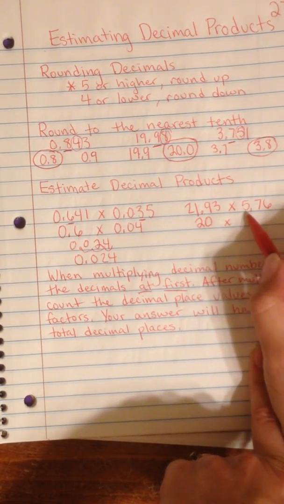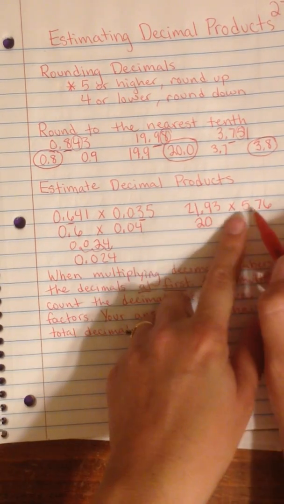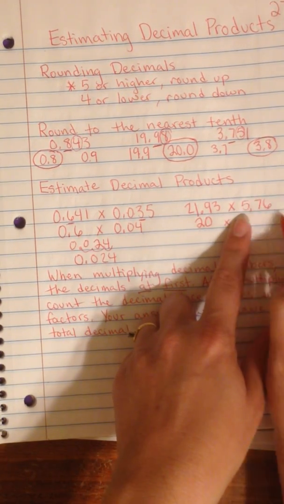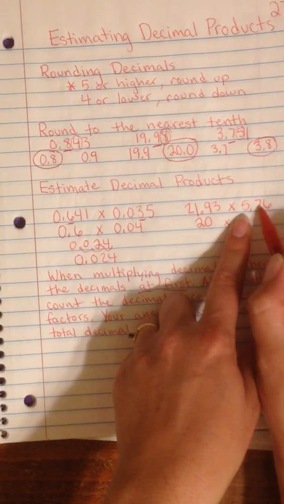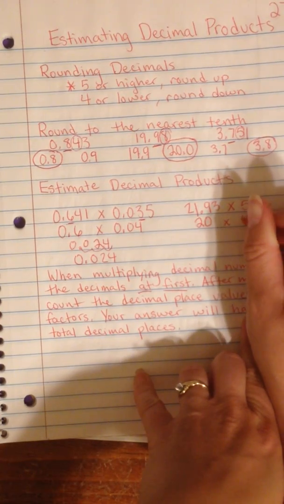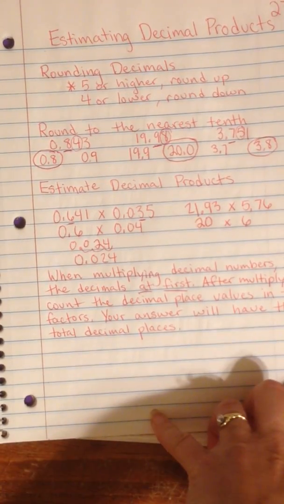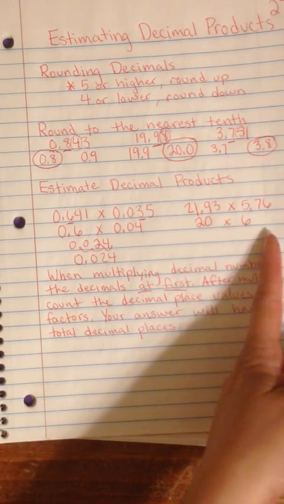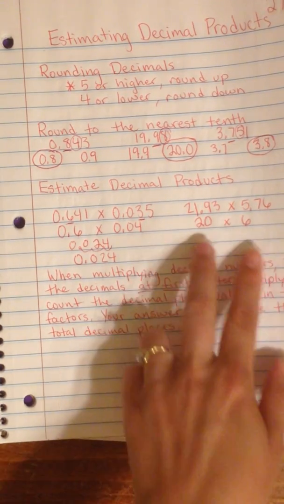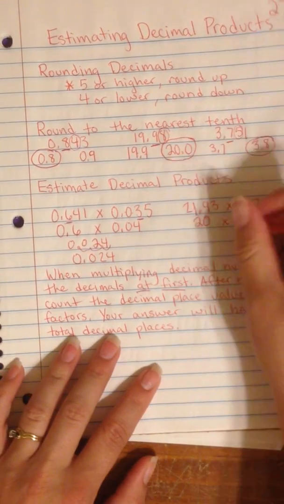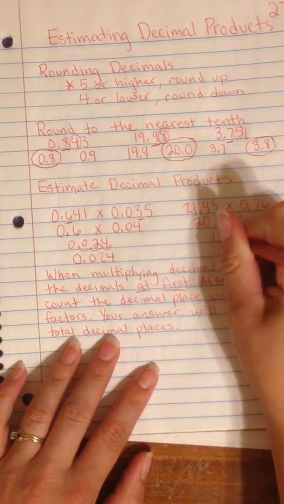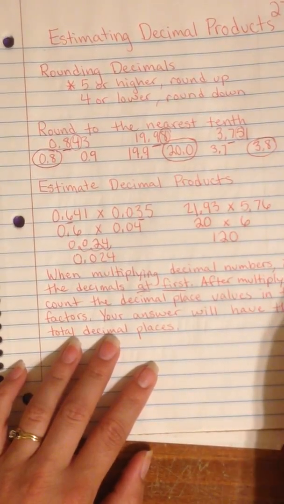5.76, the first place value that is not a 0 would be the 1's place. So it's going to either be 5 or 6. I look at the 7 because that's larger than 5. I'm going to round up to 6, so this is closer to 6. Okay, now since I don't have any decimals in my estimate product, I'm just going to multiply 20 times 6, and that gives me 120. My answer will be close to 120.